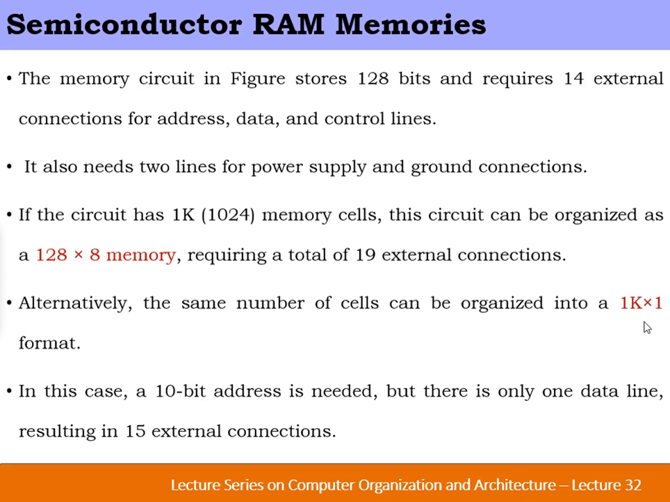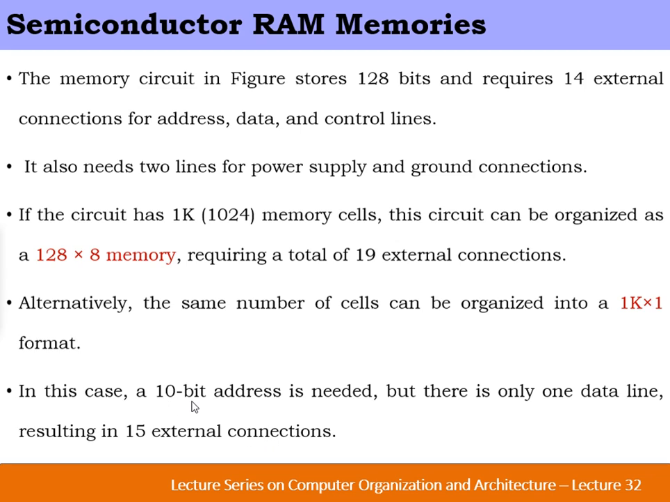So if I want to extract 1024 memory locations, then at least I need 10 bits of address. Why? Because 2 to the power of 10 becomes equal to 1024. Then only one data line is required, because it is 1k into 1 organization, or 1k into 1 format. In total, it is going to require 15 external connections.